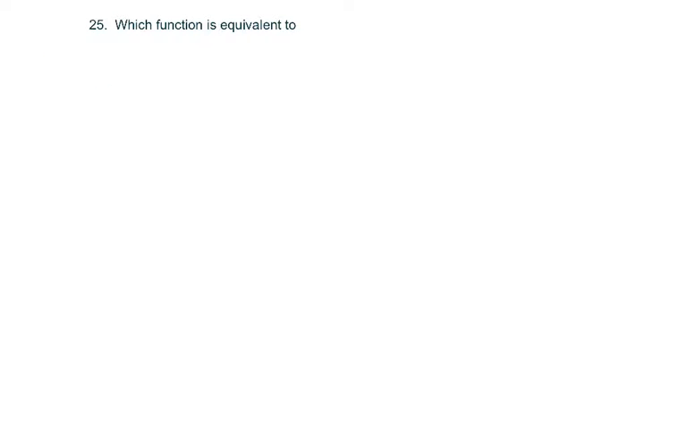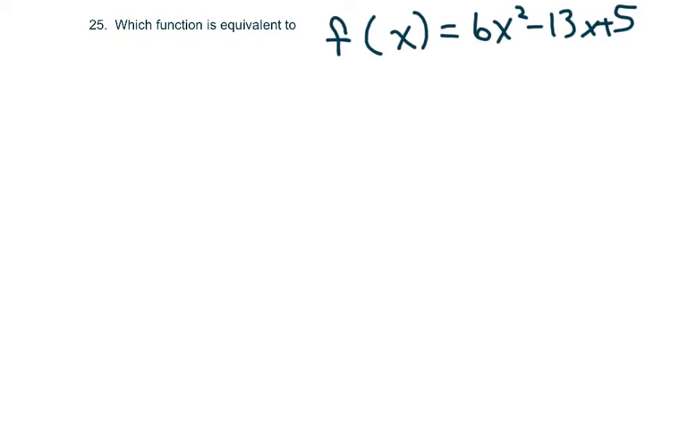All right, 25 I have to write out. So they want to know what's equivalent to f of x equals 6x squared minus 13x plus 5. And by looking at the answers, they want you to factor. And if you don't know how to factor, I'm just going to factor this. I know this is plus and this is minus, so they're both negative. And I know my last two terms are going to be 5 and 1.